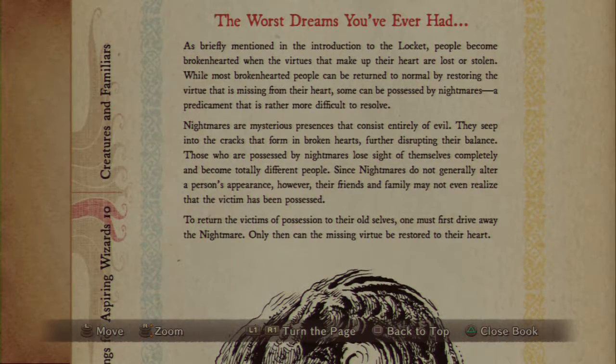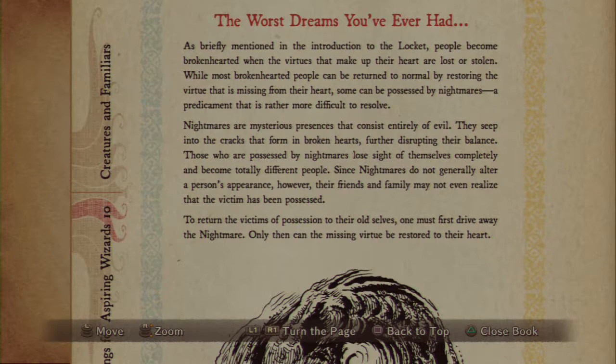Those who are possessed by nightmares lose sight of themselves completely and become totally different people. Since nightmares do not generally alter a person's appearance, however, their friends and family may not even realize that the victim's been possessed. To return the victims of possession to their old selves, one must first drive away the nightmare. Only then can the missing virtue be restored to their hearts. And that covers nightmares.